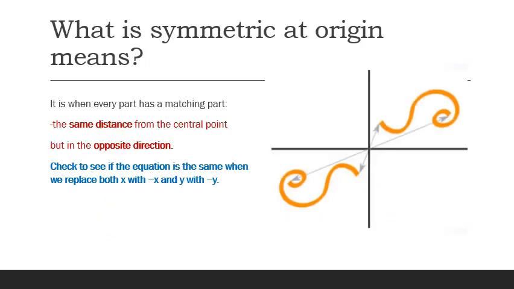Before we proceed to the example, let's talk about the symmetry at the origin. What does it mean? The origin is the central point where, if we have two axes, we have (0, 0). It is symmetric when every part has a matching part, meaning it has the same distance from the central point but in the opposite direction. How do we check that? If we take the location of x, then we take the location of negative x, which will be at the same distance from the origin.